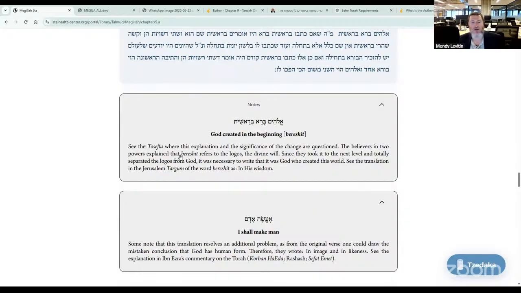See the Tosefta. There is an explanation of the significance of the change in our question. The believers in two powers explain that Bereshis refers to a logos, the divine will. Since they would look into the text at the next level and totally separate the logos from God, it was necessary to write that God created the world, and not some other energy. See the translation in the Jerusalem Targum of the word Bereshis as in His wisdom. So you could say Bereshis means in His wisdom, and we're talking about someone else. In His wisdom, He created Elokim. Then it would be that's another energy.